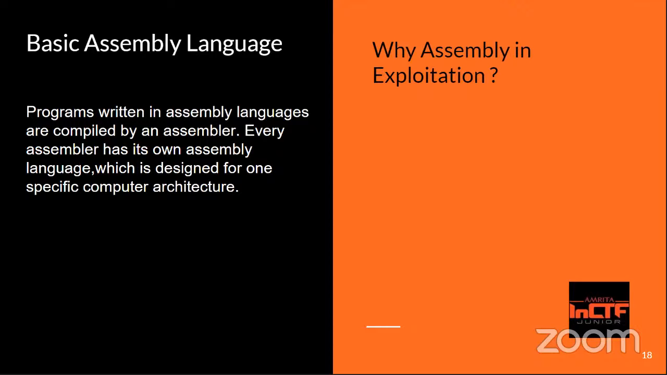So the link between high-level languages and the bytes that machines can understand is assembly language. It's basically the zeros and ones, but in a text format, a readable format that humans can generally understand. This is the closest we can go to machine code, per se. Programs written in assembly language are generally compiled by an assembler. Every assembler has its own language, which is designed for one specific computer architecture.